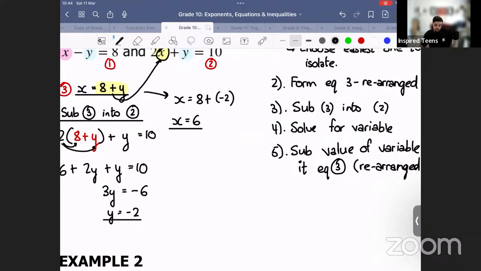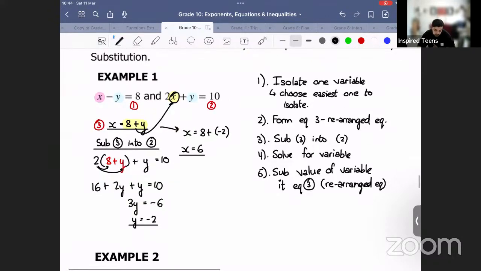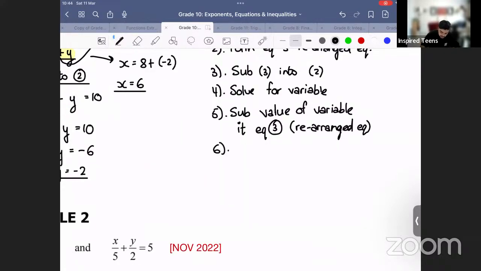So that's solving simultaneous equations, solving for two variables at the same time. Step 1, isolate one variable, choose the easiest one to isolate. Step 2, formulate equation number 3, the rearranged equation. When you're isolating one of the variables, you're actually forming the equation. Step number 3, substitute that new equation, number 3, into number 2. Solve for that respective variable. Number 5, substitute the value of the variable you just solved into equation number 3, which is the rearranged equation. Number 6, solve for the second variable.